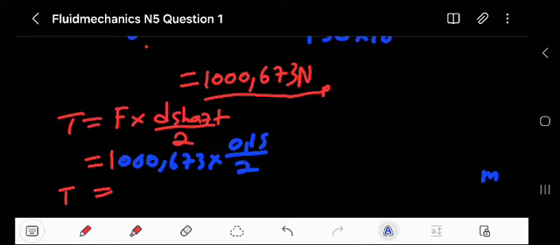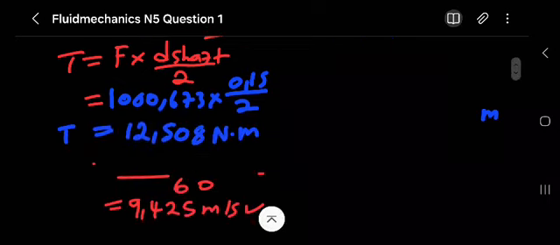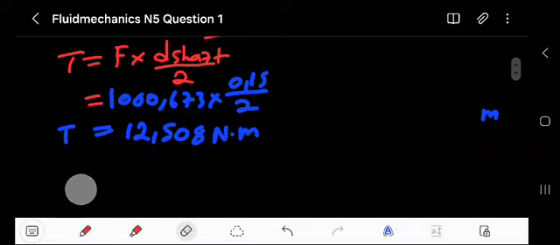Then we obtain the torque, 12,508 Newton meter. It is measured in Newton meter. But this is the long way, guys. We are not done. The aim was to calculate the power.